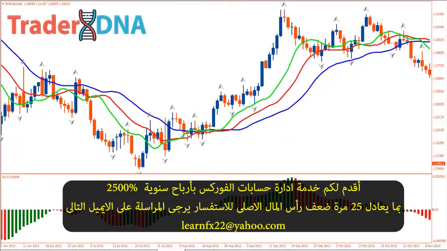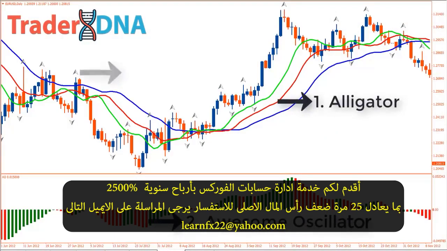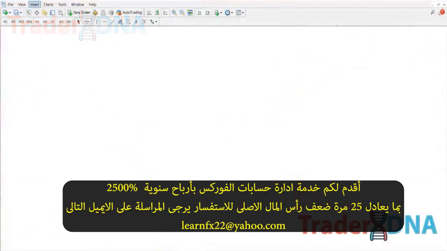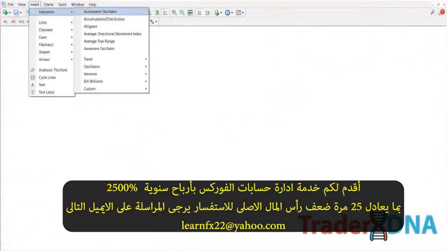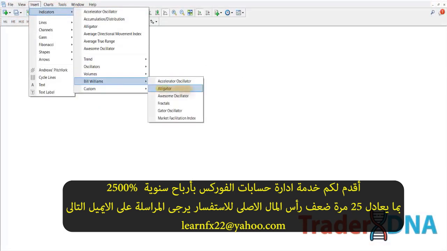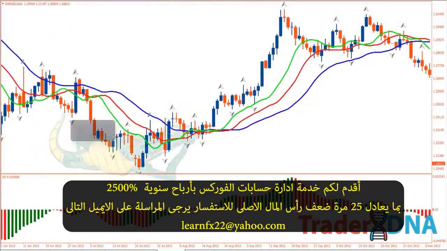To start trading by the alligator, install all three indicators of the strategy on the price chart of your financial instrument. You may either use the default settings or play with them and find those that suit your trading style. In MetaTrader 4 and MetaTrader 5, install the indicators via the main menu: Insert, Indicators, Bill Williams, Alligator, Awesome Oscillator, and Fractals.